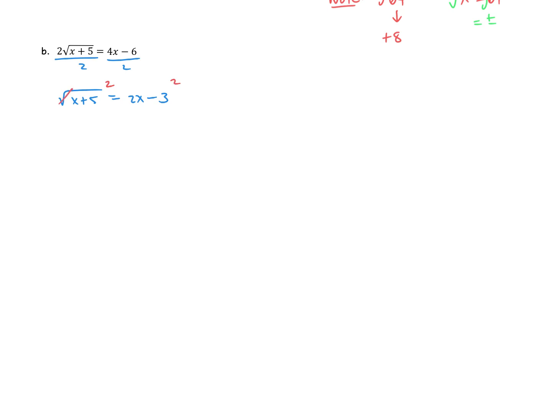On the left side, the square root and the square undo each other. And we're just left with x plus 5. Okay, if we're going to make a mistake, this is where we're most likely to. How do we handle that right side? Yeah. Audrey, is that what you were going to say? Okay, so we have 2x minus 3 squared. That's 2x minus 3 times 2x minus 3. Are you okay if I just tell you what it ends up being without showing work? It ends up being 4x squared minus 12x plus 9.